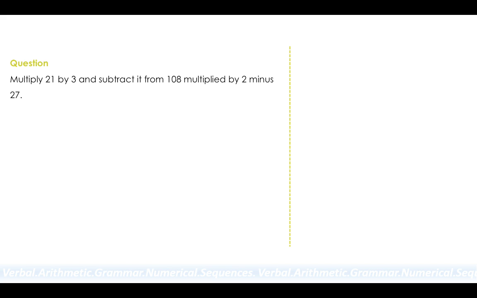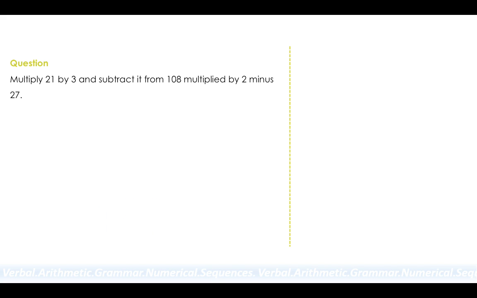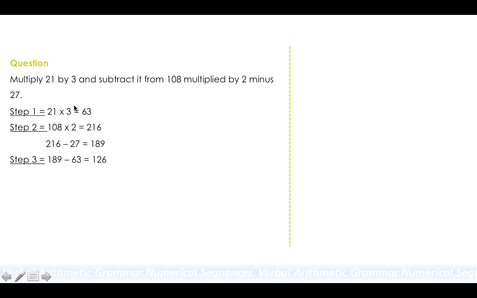So here we have multiply 21 by 3 and subtract it from 108 multiplied by 2 minus 27. Now that's a lot to take on board. So remember our key tip, as shown before, which is to break it up to ensure that you know how to work out each stage to ensure that the answer is correct. So let's take 21 multiplied by 3, which would give you 63. So that's that part of the equation done.